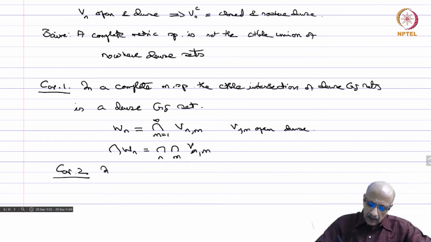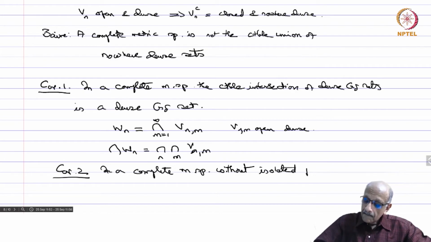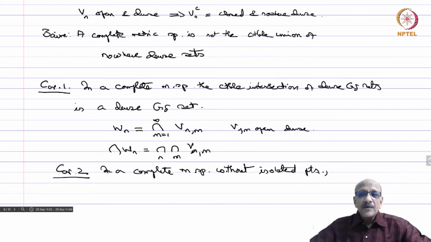Now, corollary 2: in a complete metric space without isolated points, that means singletons are not open sets. Okay, a singleton is not isolated. You can't put a ball where nothing else is there. Otherwise singletons would automatically become open, so singletons being open is ruled out. This is a natural kind of space which we come across all the time.